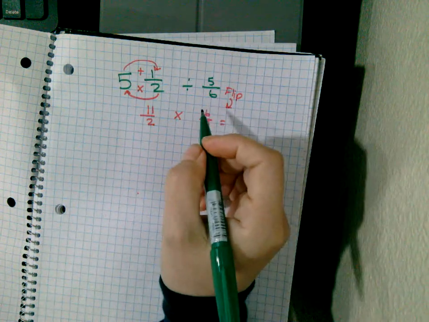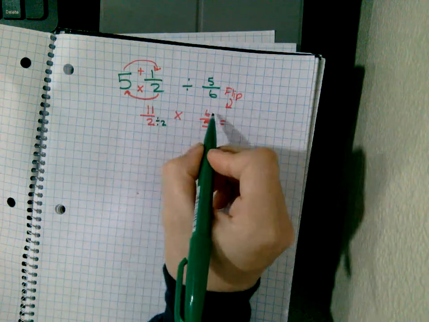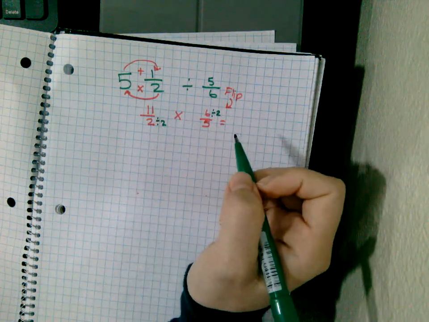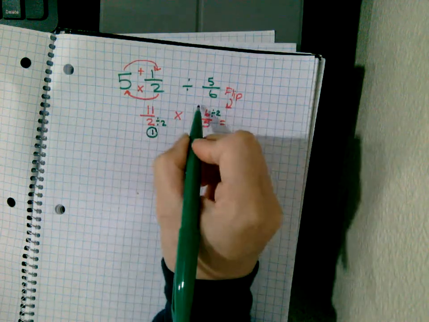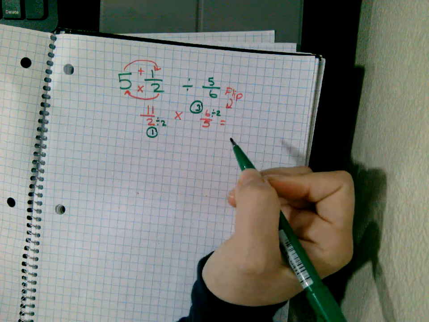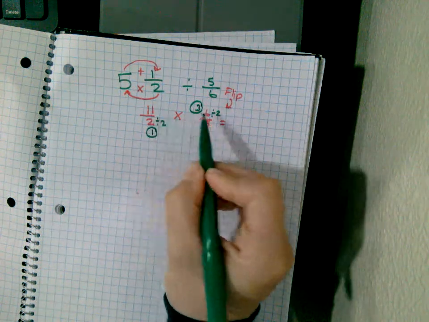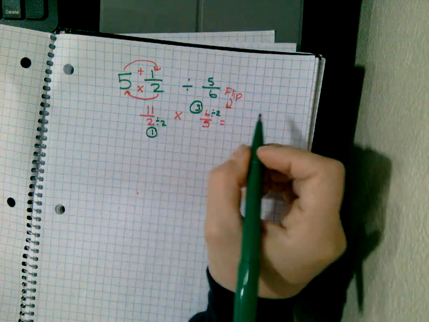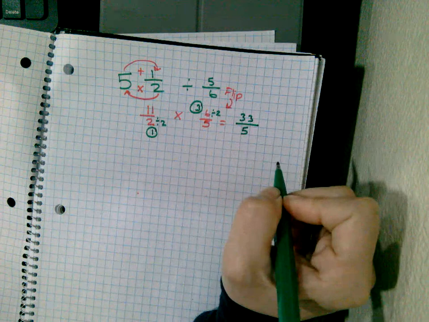I would simplify before you multiply. I would take this and divide it by 2. Take this and divide it by 2. This gives me 1, and this gives me 3. Right? These corners I can simplify. You simplify the corners. 11 times 3 is 33, and 1 times 5 is 5.